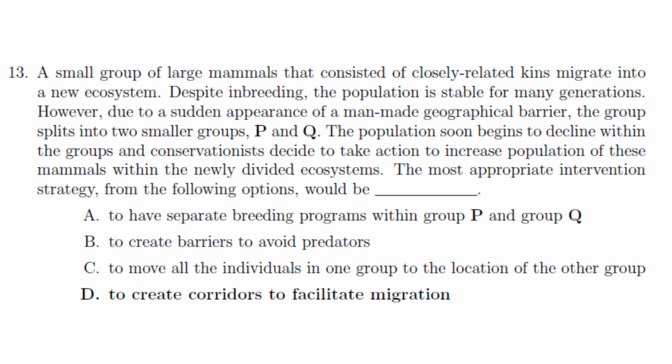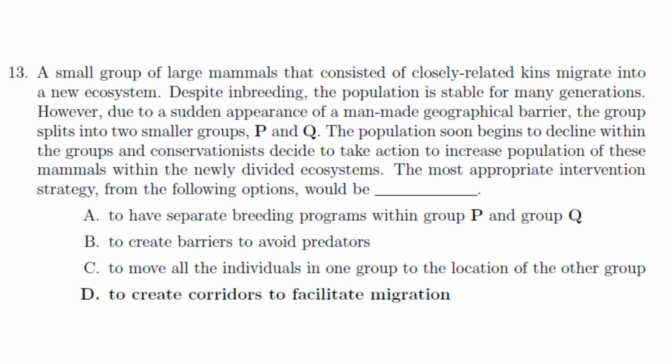The population soon begins to decline, and conservationists decide to take action to increase the population. So what strategy do they have to apply for increasing the population? So first one, to have separate breeding programs within group P and group Q. Separate breeding programs maintain isolation and reduce genetic diversity, so that will not be a very good option. To create barriers to avoid predators. Here they have not told anything regarding the predators in the ecosystem, so that's not the correct answer.